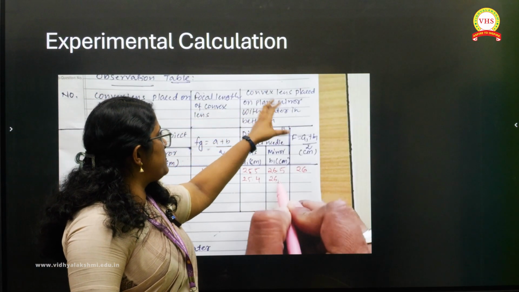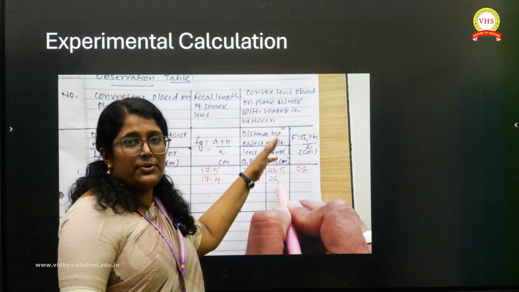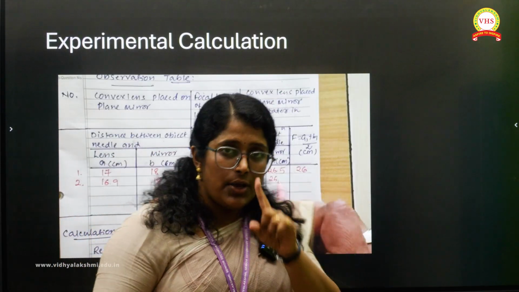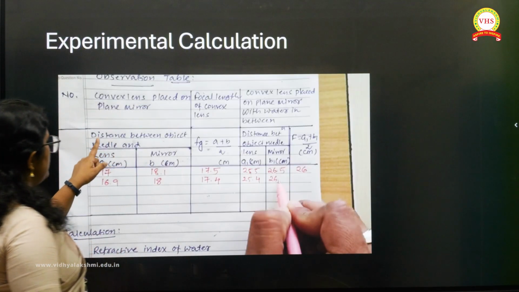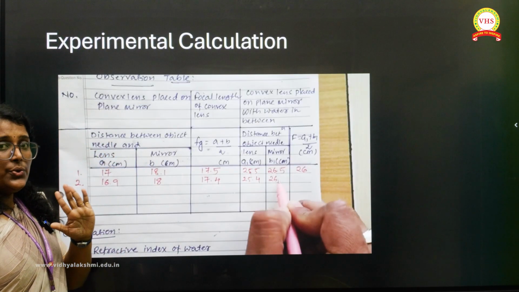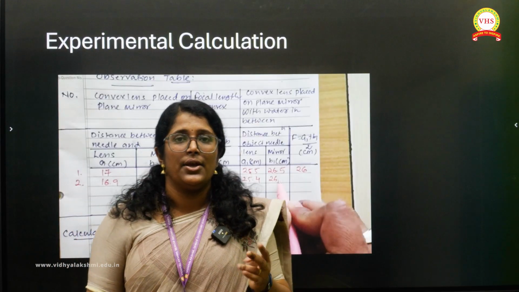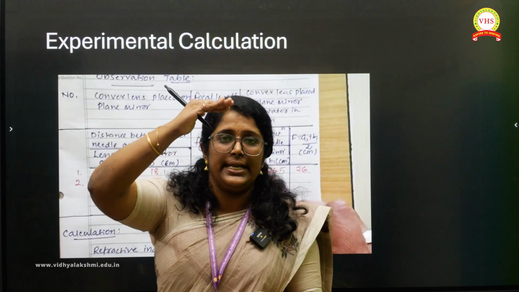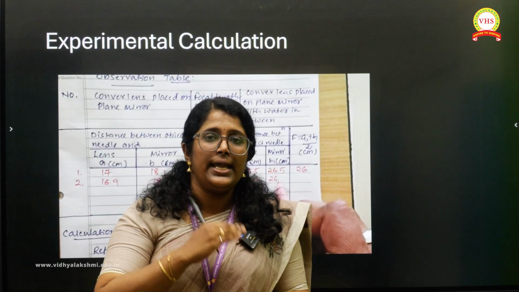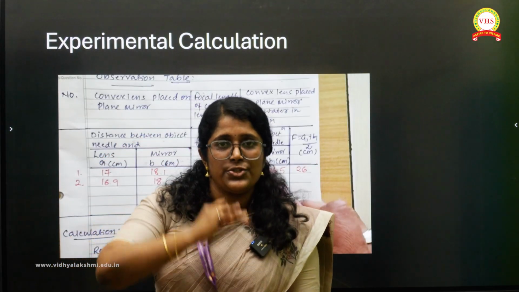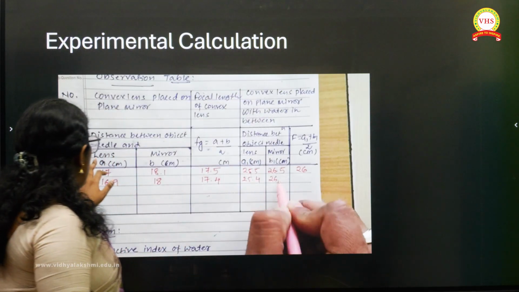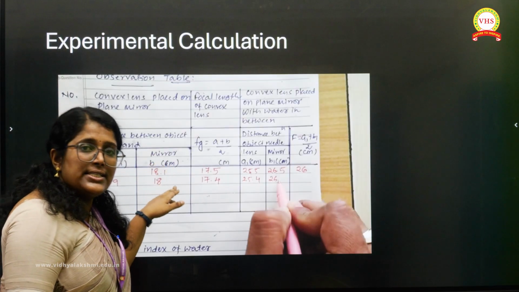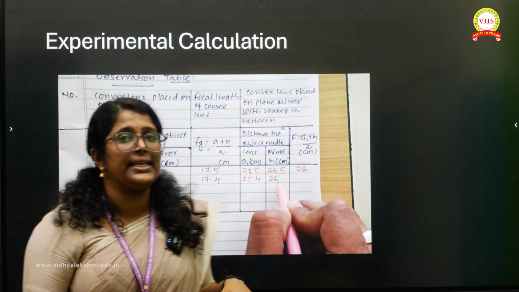Then convex lens placed on a plane mirror with the water between them. That means without water, with water, same table I mentioned. First thing, distance between the object and needle from the lens. Two distances you have to take. First one, when you keep the lens, from lens to the needle, one distance. And another, remove the lens, from mirror to the needle, another distance. From lens, it is A1, A. Mirror, it is B. We have to take the average of the values.